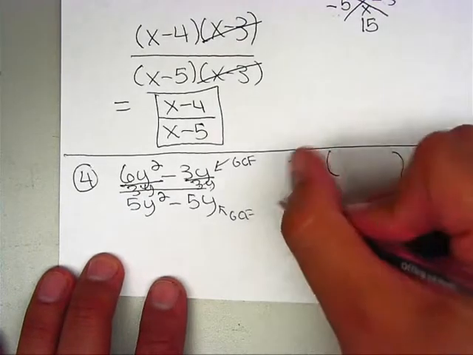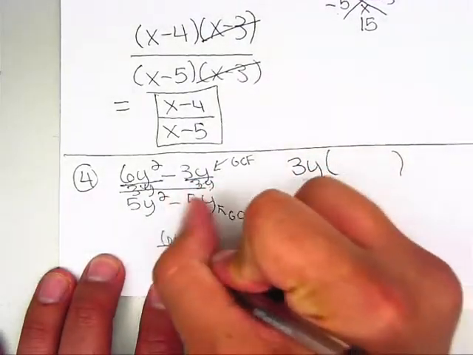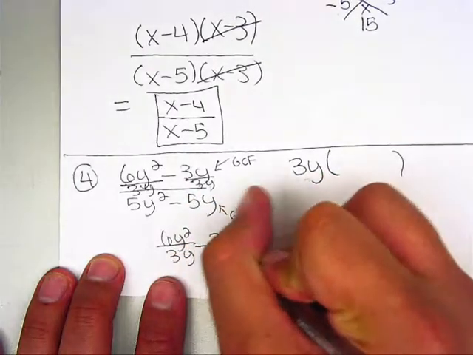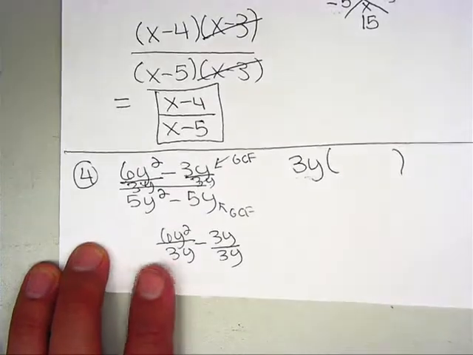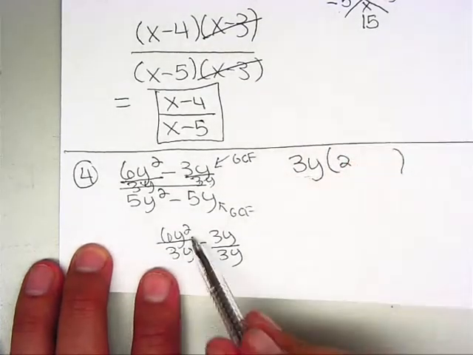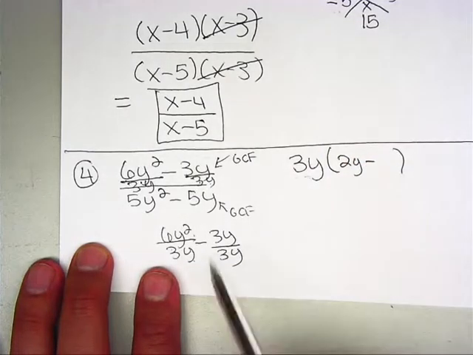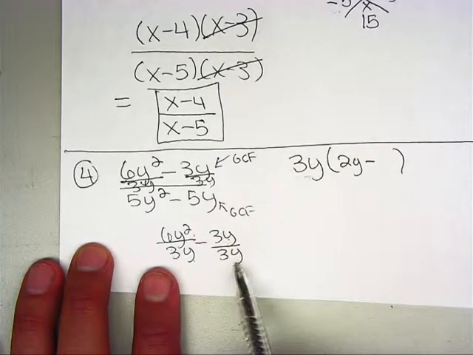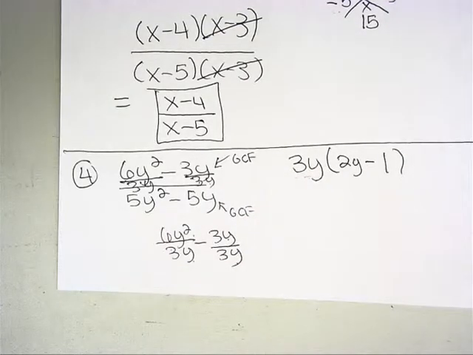And I'm going to show that work right here. Six y squared divided by 3y. 6 divided by 3 is 2. Y squared divided by y is y. Minus 3y divided by 3y is 1. That's how you factor the top with the GCF.